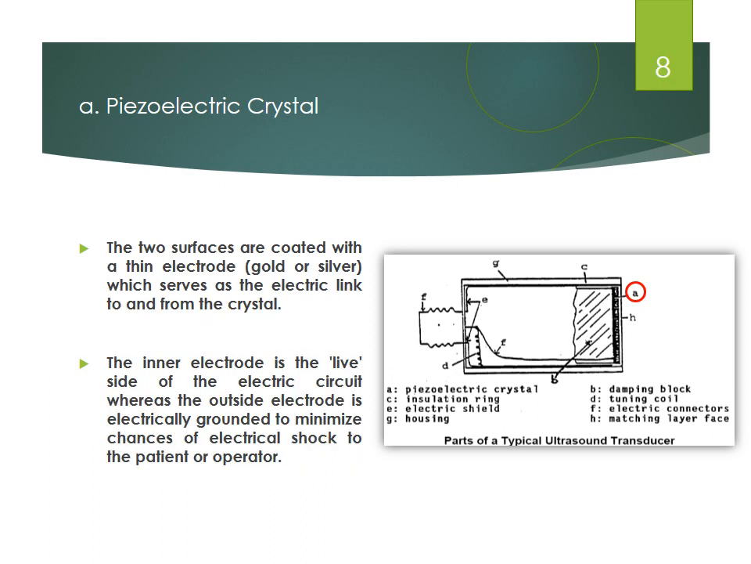The two surfaces are coated with a thin gold or silver electrode that serves as an electric link to and from the crystal. The inner electrode is the live side of the electric circuit, while the outside electrode is electrically grounded to reduce the possibility of electrical shock to the patient or operator.